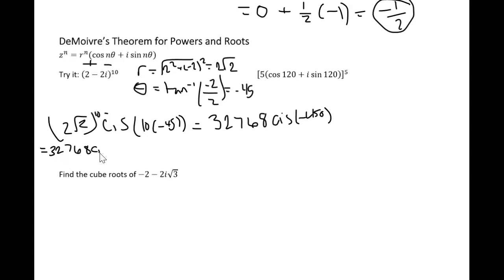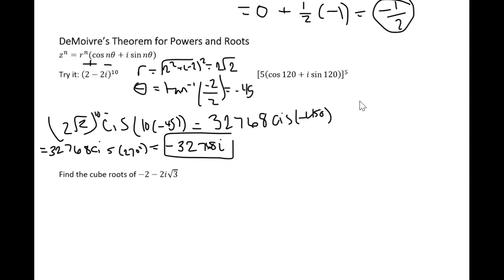32,768 CIS 270 degrees. Break that down. This is very similar to the last problem. 270 is the ordered pair 0, negative 1. So we're going to get 0 minus 32,768i. And that's our final answer for this expression raised to the 10th power.